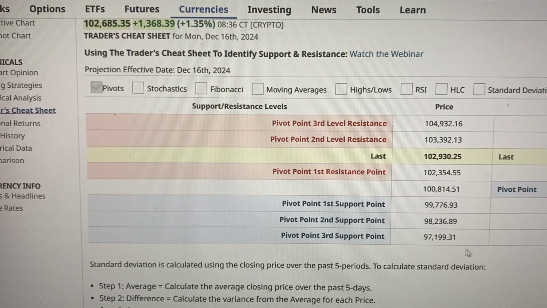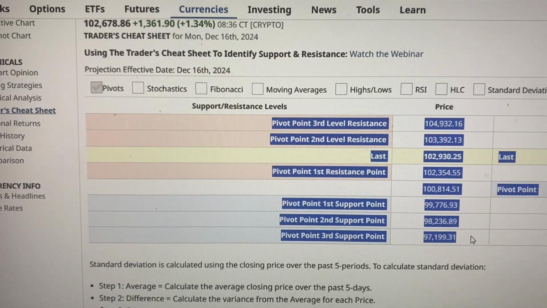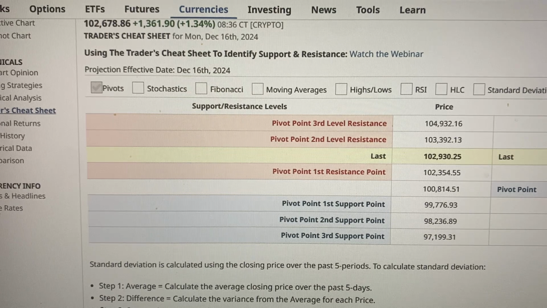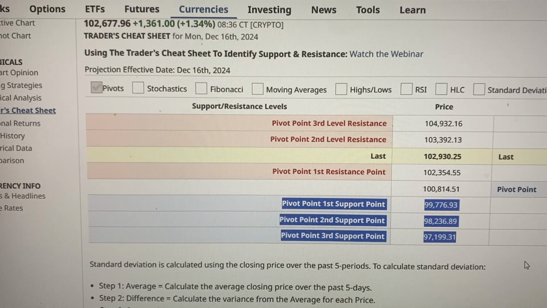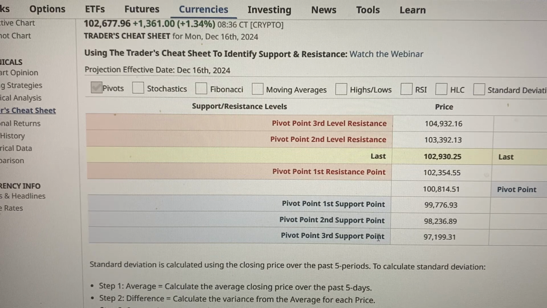So how many points is that? It's 3 plus 5, it's 8,000 points between the pivot point resistance here and all the way down to the support points. Over the last couple of days, I've been purchasing Bitcoin at the pivot points, always here at the pivot point. And I bought the dip here, here, here, and here. So I have price fills all across here. As the dip transpires, I'm able to accumulate Bitcoin.